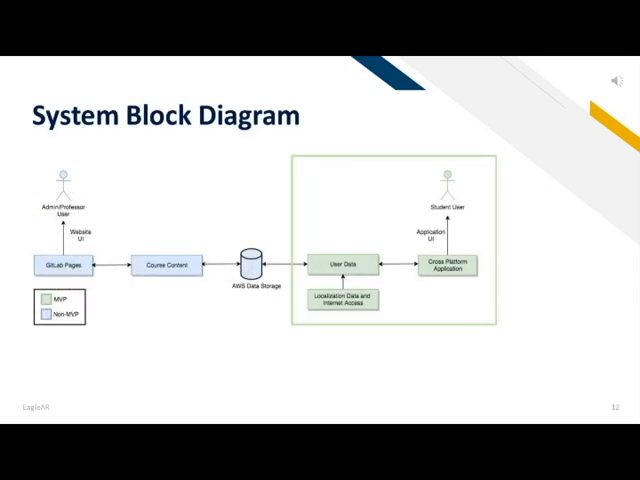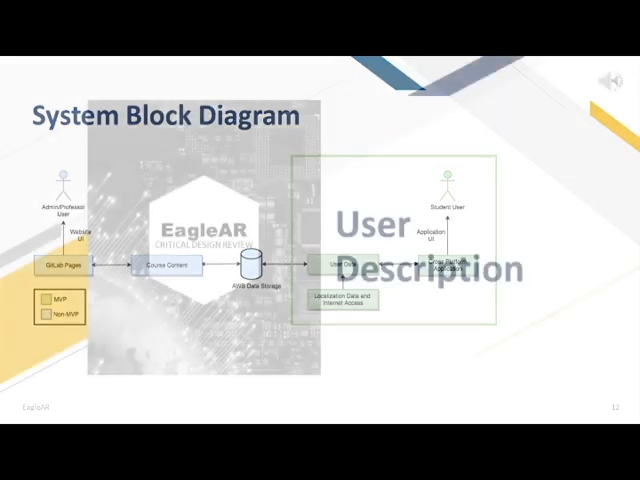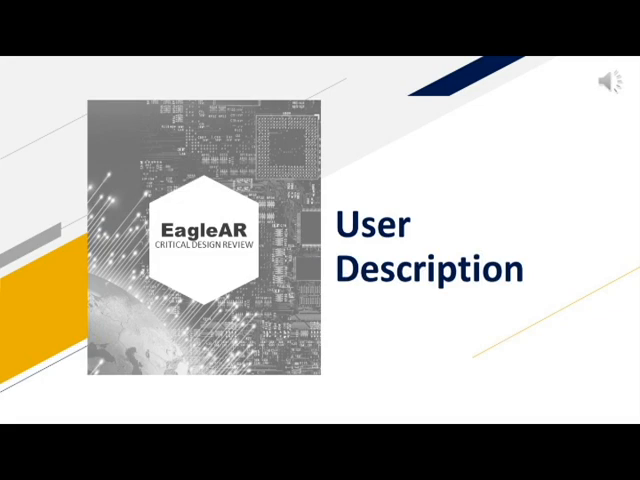Here is a modified system block diagram that shows which sections of the block diagram are included in the MVP and which aren't. On the right, the boxes that are colored green and enclosed in the green box are all parts of the system that will be included in the MVP. Next will be an overview of each of the application's user types.